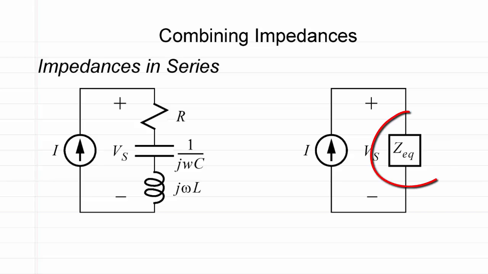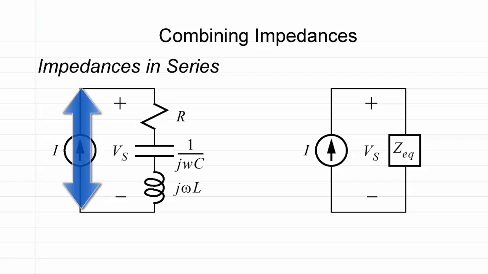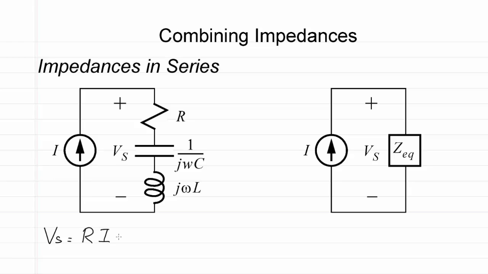If we were to have an equivalent impedance Z_EQ, then the voltage across the series connection of these must be the same if they're driven by the same current. And we can figure out what that voltage is, Vs. Vs will simply be equal to R times our current, plus our current divided by jωC, plus jωL times our current.